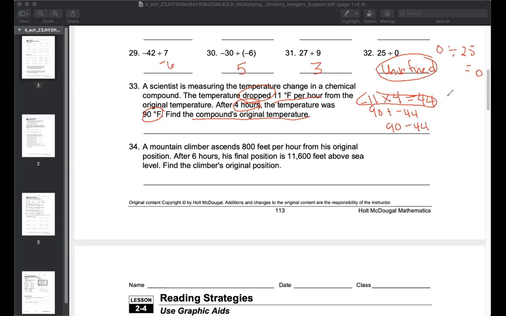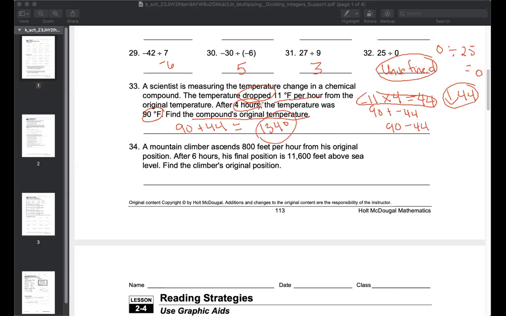So my temperature has gone down by 44 degrees. That's what this is telling me. My temperature went down by 44 degrees to get to 90. So what I needed to look at was the fact that I went down 44 degrees. To get back to the original temperature, I need to add those 44 degrees back to 90. So my original temperature is 134 degrees.